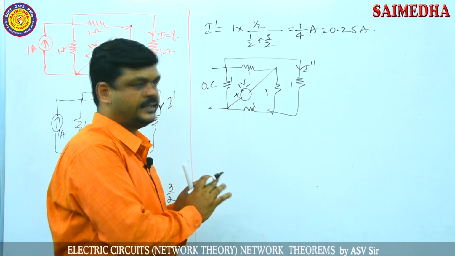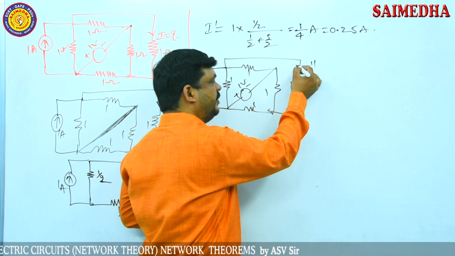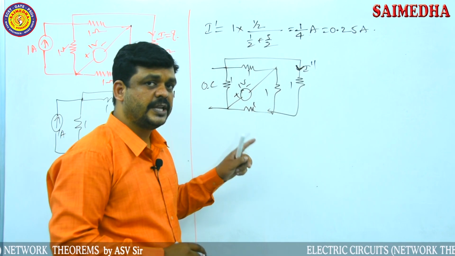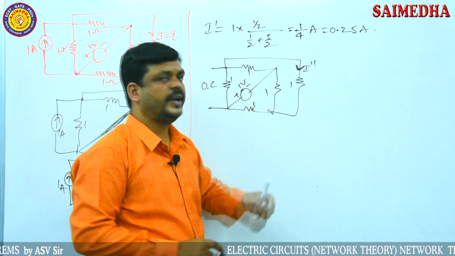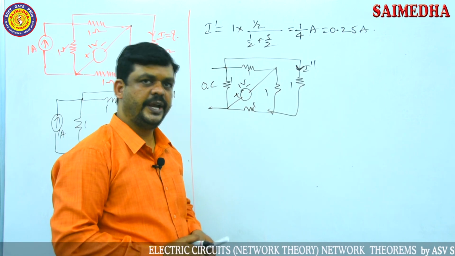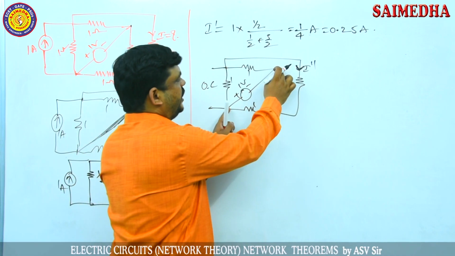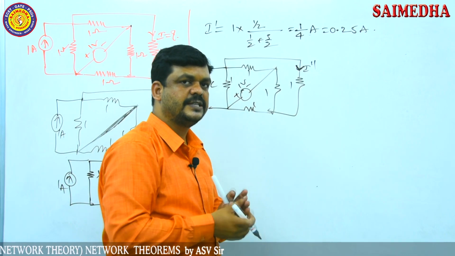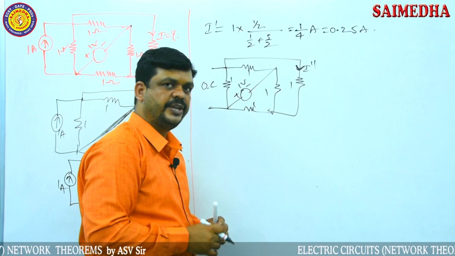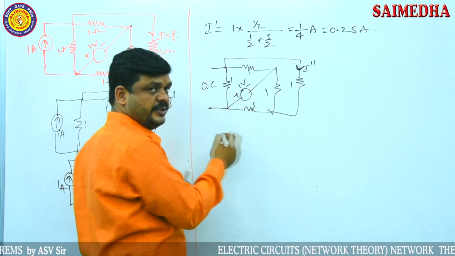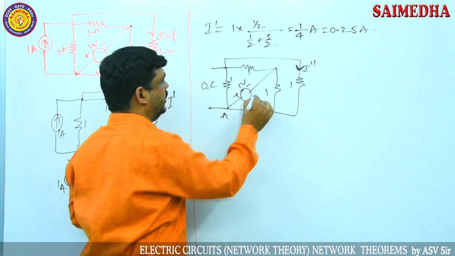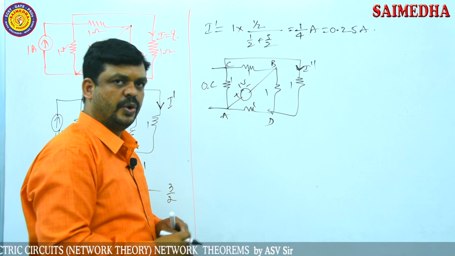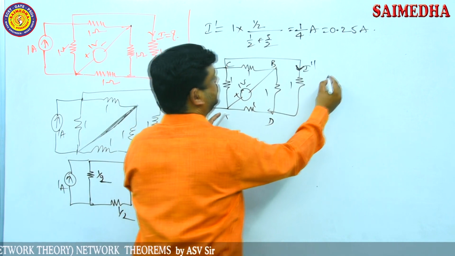Now the network is like this. We have to find out the current through this branch. This current is the response due to the second source, that's why I wrote I double dash. One voltage source is connected to these resistors. Now the given circuit acts like a bridge circuit. For easy understanding, I am writing names here, A, B, C, D. I am assuming node names here, A, B.